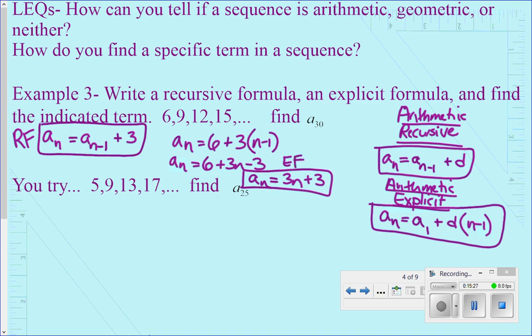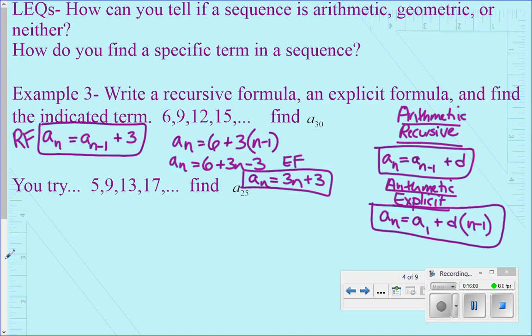Okay. Now, the last thing that this question asks for is for us to find a sub 30. Think about what that means. It's asking us for the 30th term. So I have to think here, would the recursive formula be useful or would the explicit formula be useful? Looking at the recursive, if I plug in 30, then I need 30 minus 1, which is 29. I would need the 29th term in order for me to find the 30th term. Well, I don't know the 29th term. So the recursive formula is not real useful in this case.